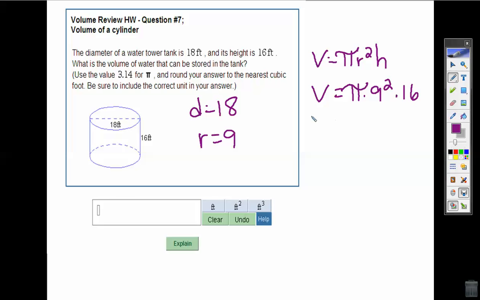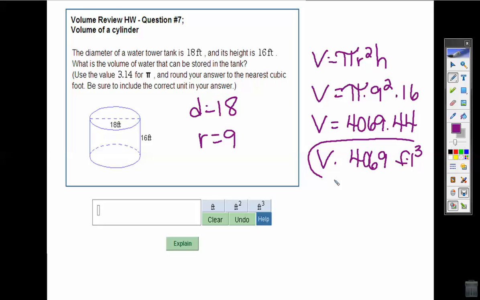Go ahead and figure out what that is. I got 4,069.44, and if I round that to the nearest whole number, that's going to be 4,069. And then I'm going to have feet cubed. Okay, let's look at one more problem.